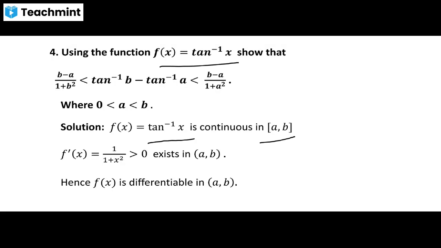1 over 1 plus x square. Whatever values you give to x, you will get a positive quantity. Since x square is there, 1 divided by 1 plus x square is a positive quantity. Okay, f dash of x exists in this interval.